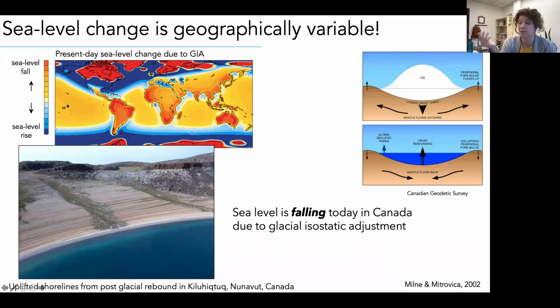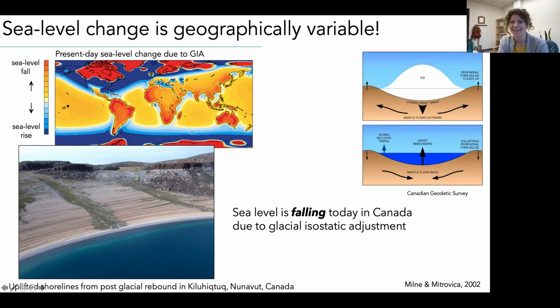And there's really nice evidence of that. So here's a photo from Nunavut in Arctic Canada, and you can see these uplifted shorelines that document post-glacial rebound in this area. All of these shorelines are past shorelines, so sea level used to be higher and sea level has been falling.